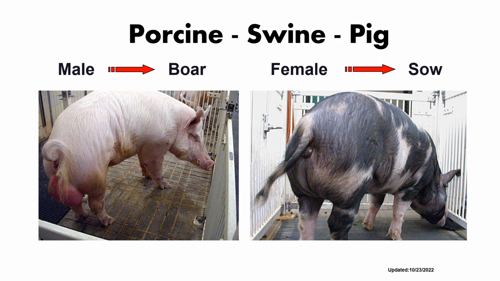For swine or pig, it is also known as porcine. Of course, a male adult pig is a boar, and a female adult pig is a sow. We also have the terminology hog. When we say hog, that is swine weighing more than 120 pounds, but this term is also applied generally to all swine.